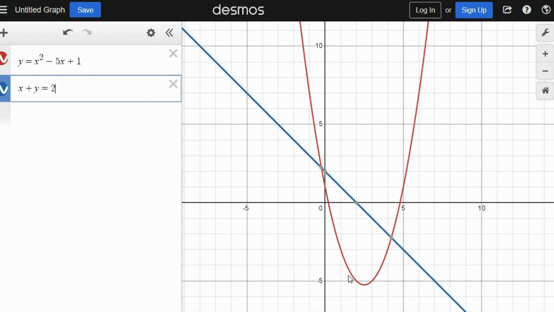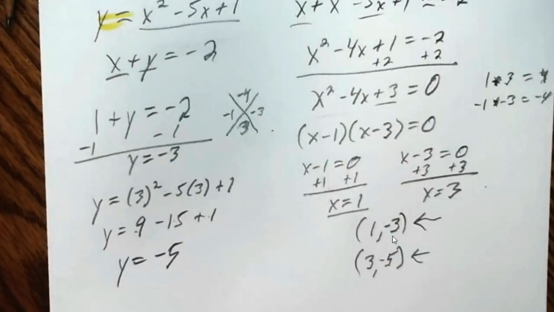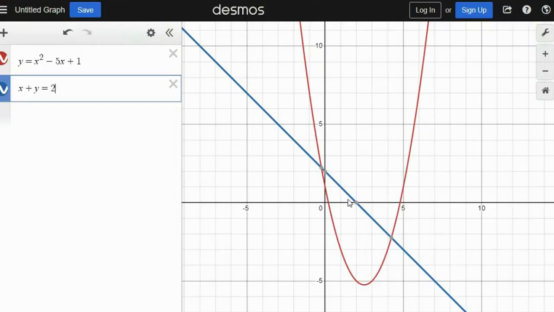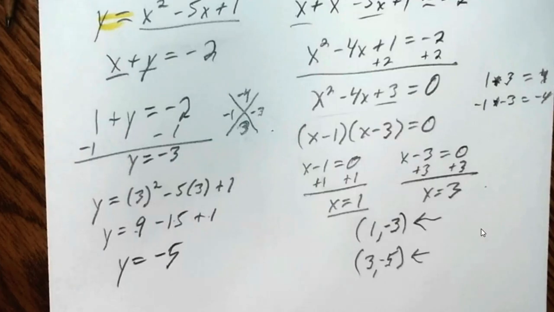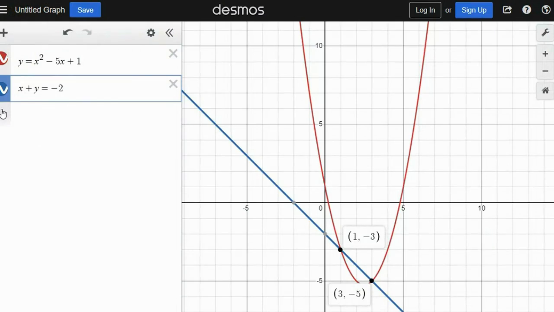Okay, what were our two solutions? 1, -3 and 3, -5. We got something totally different here. What did we do different? Did I type in the equations correctly? Oh, x plus y equals -2. I missed the negative. That changes everything. There's 1, -3. There's 3, -5. That's the two solutions we come up with. So if I graph it correctly, that's a -2.